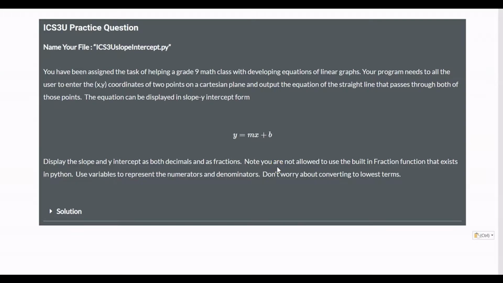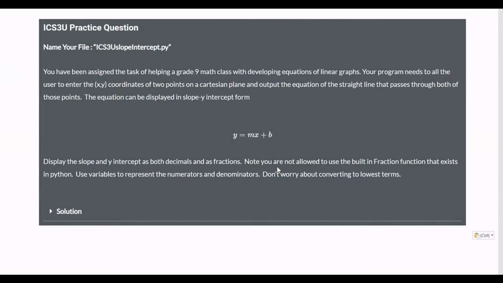And it says it wants the slope and y-intercept as both decimals and fractions, and we can't use the built-in fraction function that exists in Python. So Python will do the fractions for us, but this question wants us to think about how we would be able to deal with that ourselves, just using variables. And it says don't worry about converting to lowest terms. So we need loops, or we need a greatest common divisor algorithm to do that, and I'm not concerned about that with this particular question.